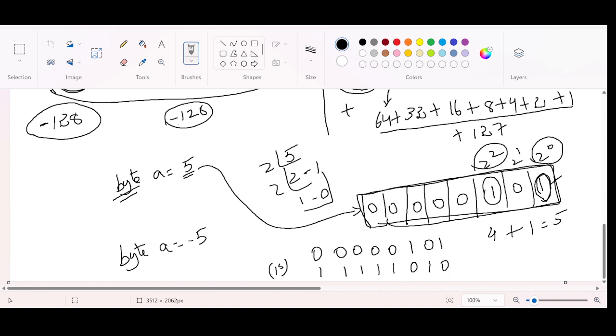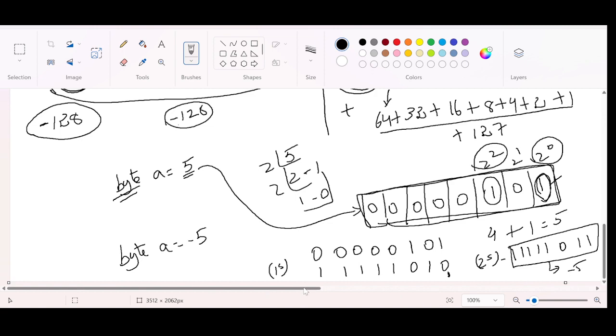After doing ones complement, we have to find the twos complement. And again, twos complement is adding 1 to the ones complement. As simple as that. Just add a 1 to the ones complement and you get twos complement. So the number is going to be 1, 1, 1, 1, 1, 0, 1, 1. This is the number we got. Convert this number to the equivalent decimal number, you will get -5.